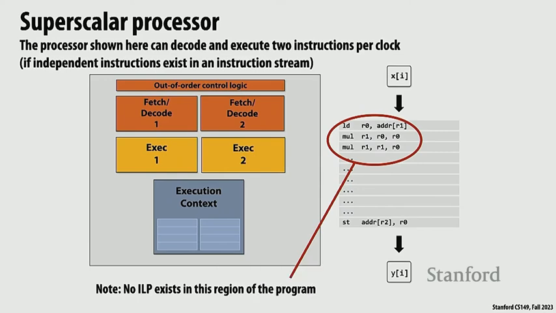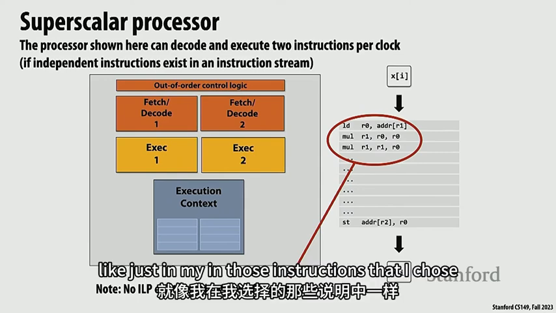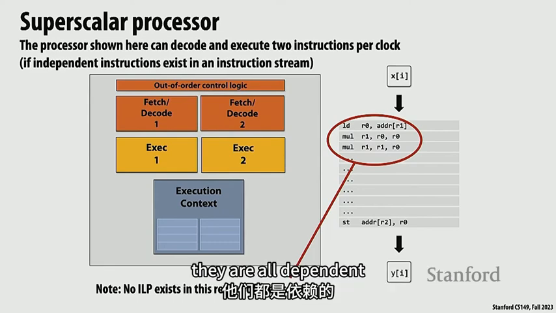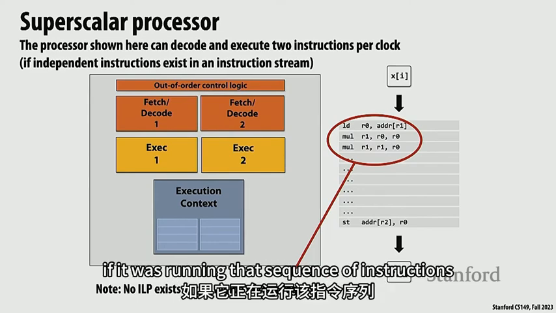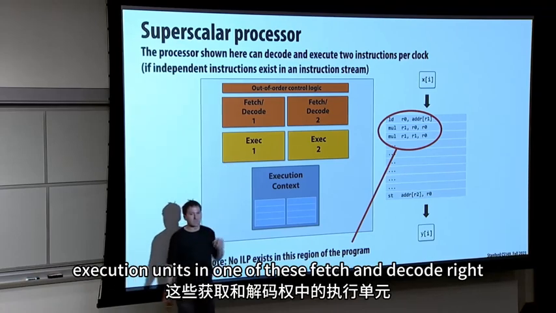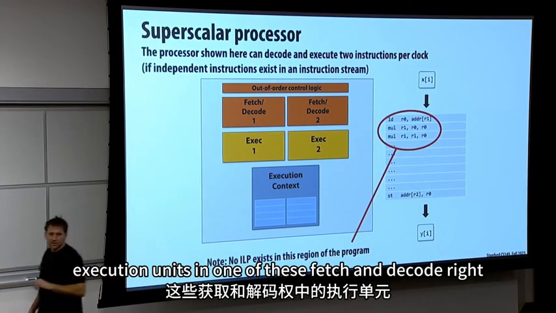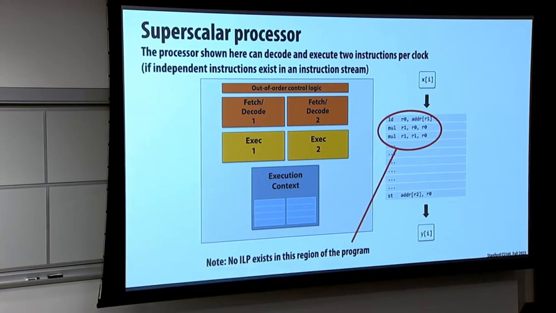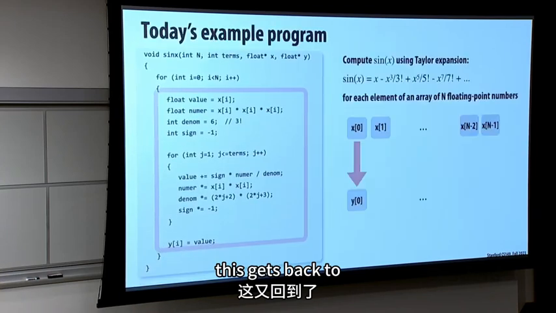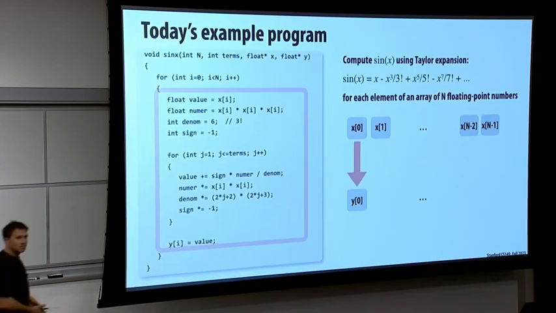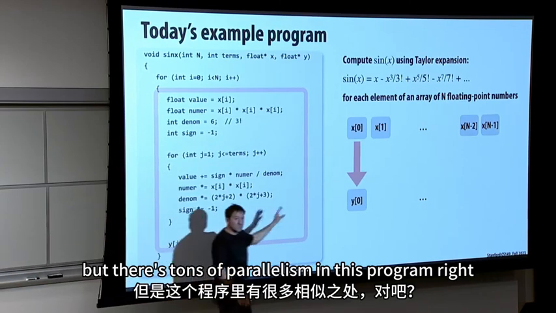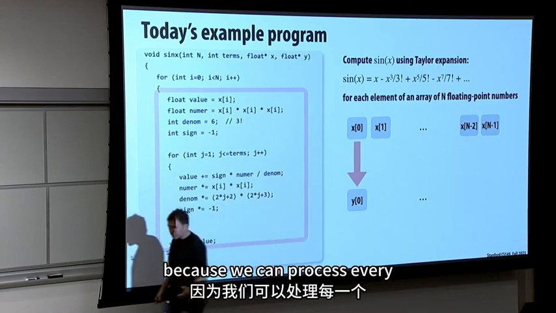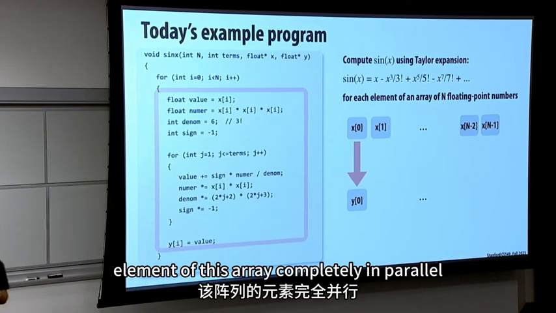But in this region of the program at least, there's not any ILP. Just in those instructions that I chose, they are all dependent. So this processor, if it was running that sequence of instructions, is only going to be making use of one of these execution units and one of these fetch and decodes. There's no ILP here. But there's tons of parallelism in this program, because we can process every element of this array completely in parallel.